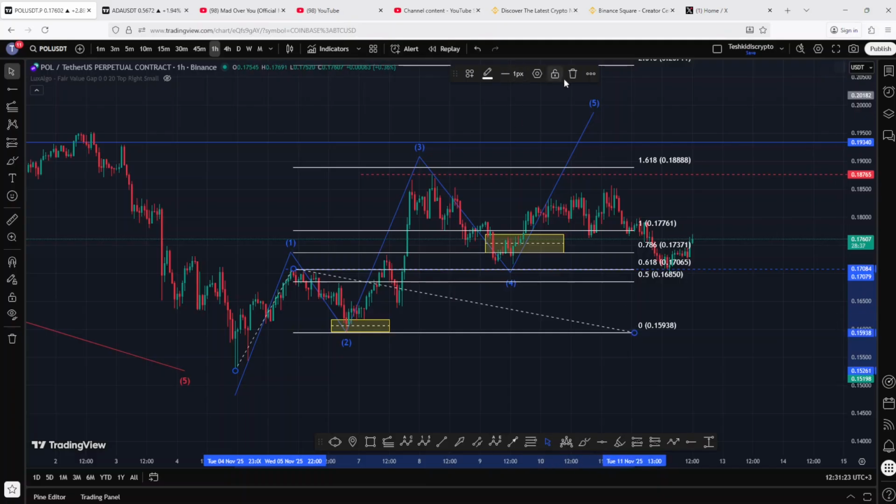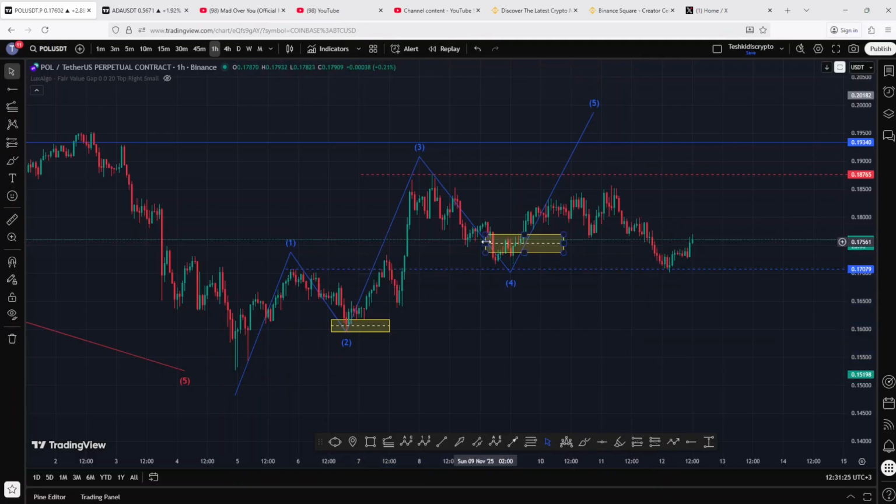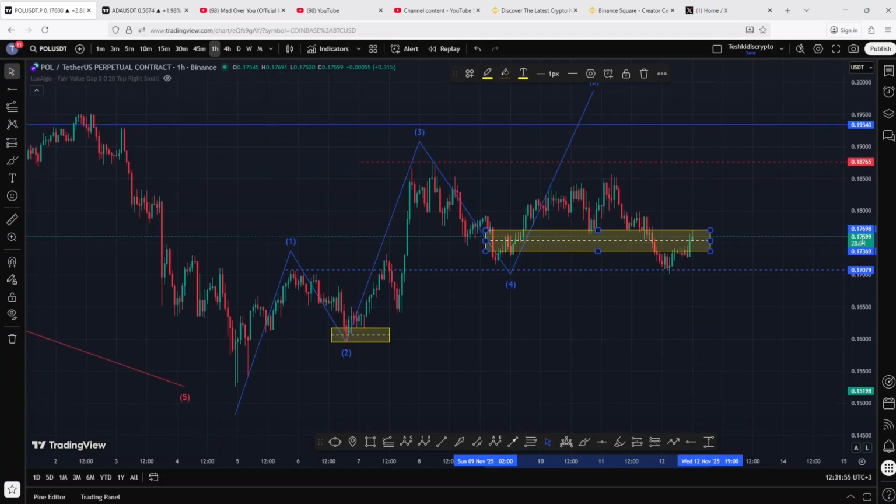Then we started a bit of a pullback to the downside in the formation of this fourth wave, and the minimum target area for the wave 4 was between the 0.17698 and the 0.17369, which is that yellow target area, an area that we fully maximized, though you can see that at some point we saw a break of that target area to the lower side.